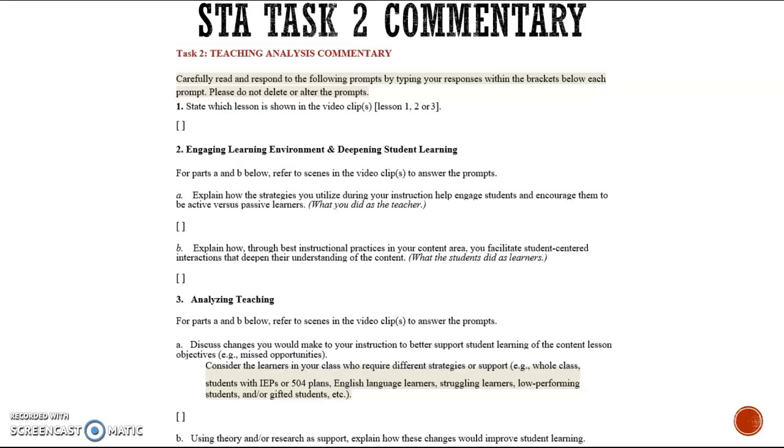Number 2 is engaging the learning environment and deepening student learning. Make sure you are using key terms that are used in the questions that are asked of you. Again, you need to identify the lesson number, clip number, and timestamps throughout your responses.